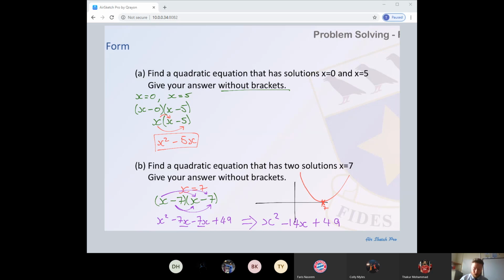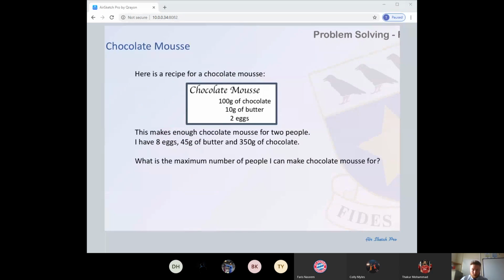Good. Okay, so let's move on to another problem-solving question here. Chocolate mousse. This one we are going to answer on the poll. So this time, multiple choice. I've put up some options there. We've got a recipe for chocolate mousse. And we're told the recipe is 100 grams of chocolate, 10 grams of butter, and 2 eggs. And that is enough to make chocolate mousse for 2 people. And we actually have 8 eggs, 45 grams of butter, and 350 grams of chocolate. What is the maximum number of people we can make chocolate mousse for?